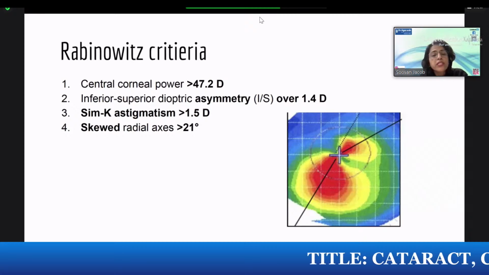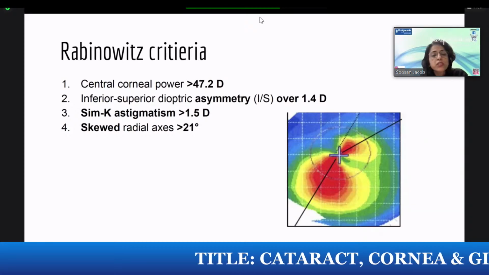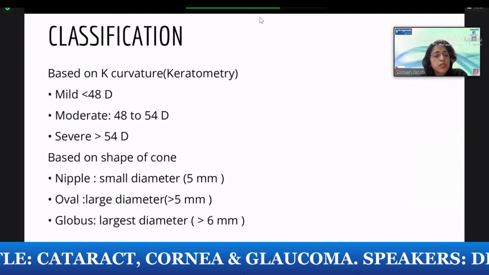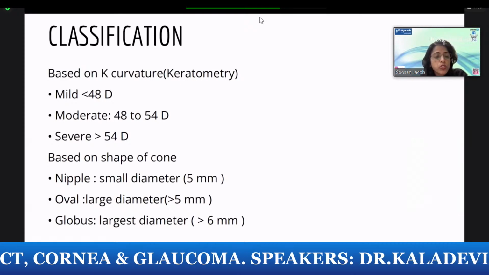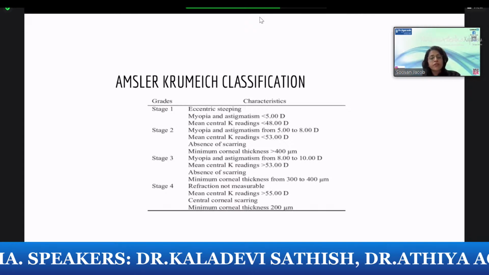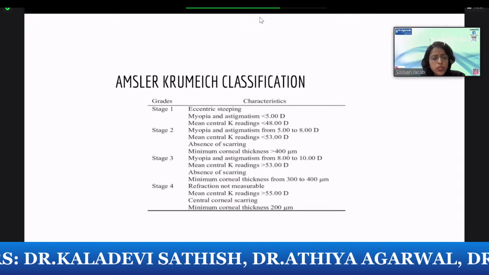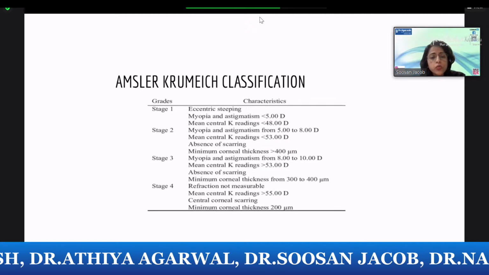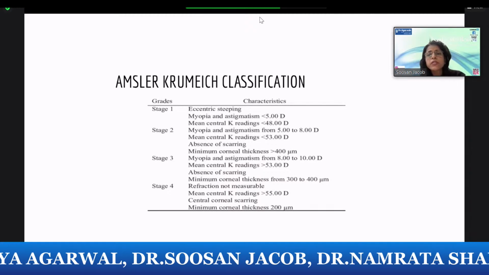Lots of criteria have been used to diagnose keratoconus, such as the Rabinowitz criteria. There's a classification: mild, moderate, severe. Severe is more than 54 diopters, based on the shape of the cone. It could be a nipple, oval, or globus cone. And you have the Amsler-Crumey classification, and so on and so forth. You have the ABCD classification, but based on all these classifications, you can classify the patient and decide on the treatment.